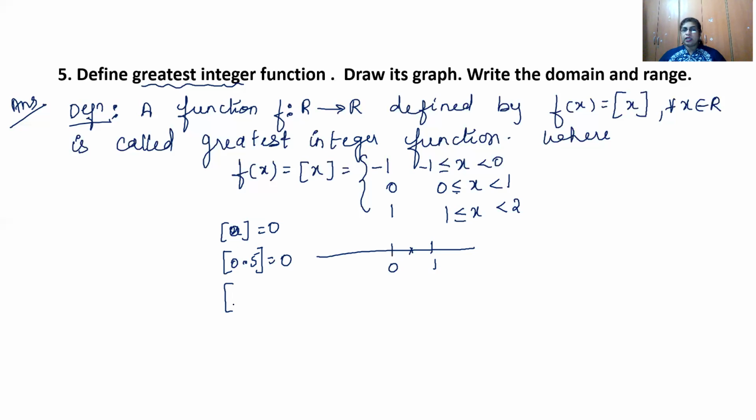Let me go to another point, 1.9. So this is 2, and 1.9 is somewhere here. Don't mistake and write this as 2, that is approximation. So what is the greatest integer of 1.9? It is not an integer, so who is the leftmost value? That is equal to 1. So I've written, for x greater than or equal to 1 and less than 2, my answer is equal to 1. So now, how to draw the graph?